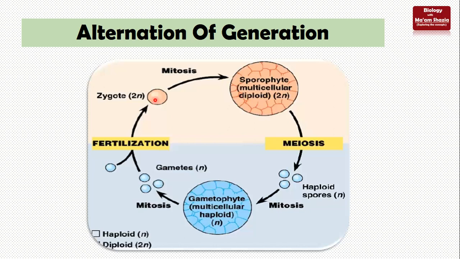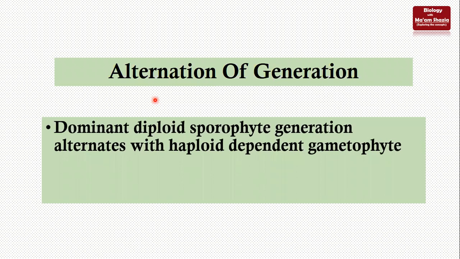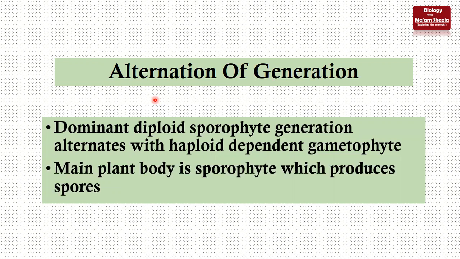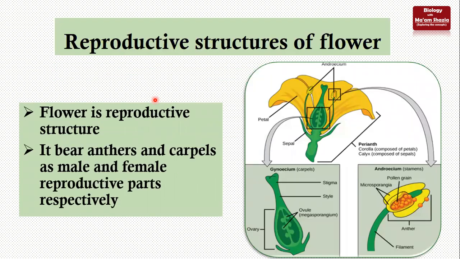So okay, let's discuss the text. Dominant diploid sporophyte generation in angiosperms. Angiosperms have a dominant sporophyte generation and a dependent gametophyte generation. Its main plant body is a sporophyte, which produces the spores. So this is the reproductive part of the angiosperm. It is called the flower.